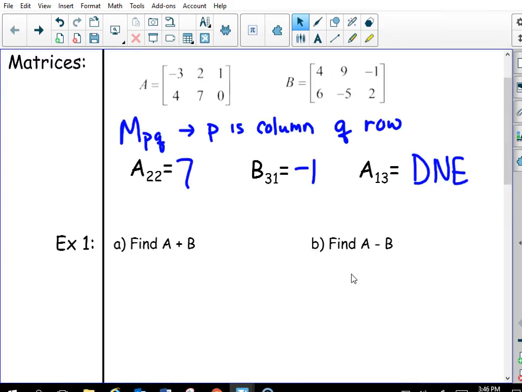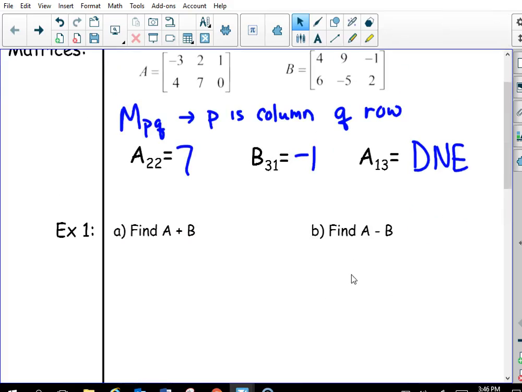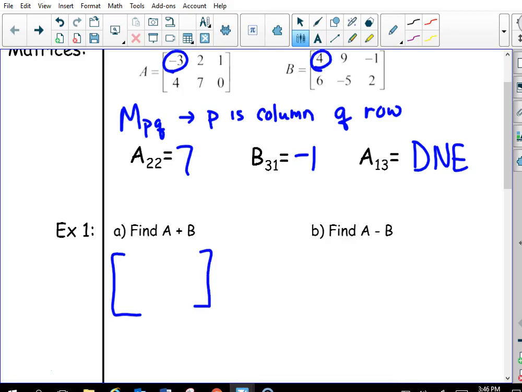Okay, now we're going to work on adding and subtracting matrices. You can do this if they're the same dimensions, the same number of columns, same number of rows. So in looking at A and B, I'm going to have a 2-column, 3-row matrix as a result, because that's the size of the matrices I'm adding. And I'm going to add them by their position. So -3 plus 4 gives me 1.